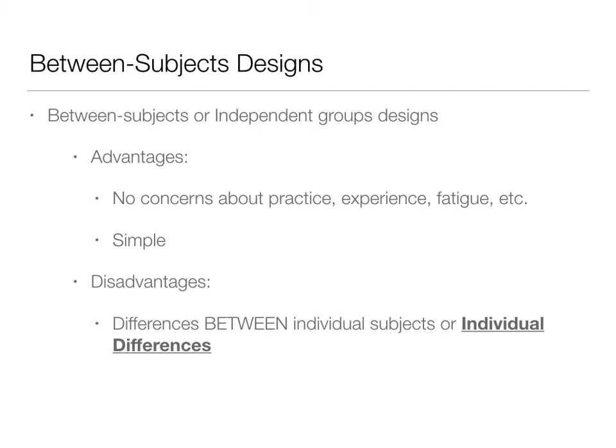The disadvantages of them are that because we're looking at different groups of people, because we're looking at the differences between individual subjects, we have problems of individual differences. Your groups may not be the same. Your average age between your control group and your experimental group might be different. And if it's different enough, that could be cause to say that maybe it's the difference in age that's contributing to this change in the dependent variable and not our manipulation of the independent variable.